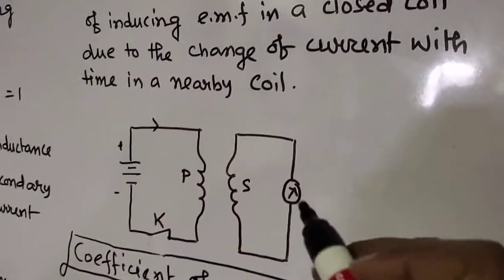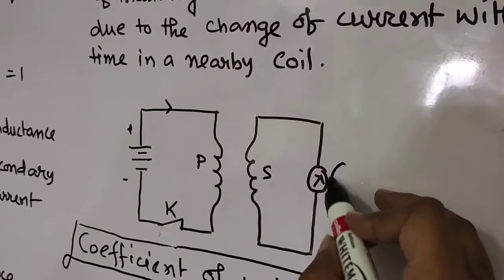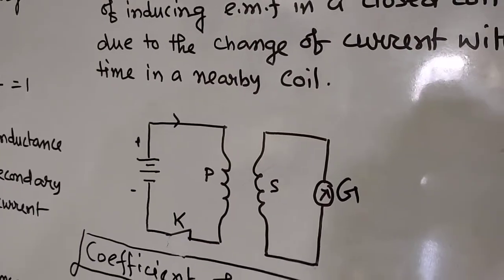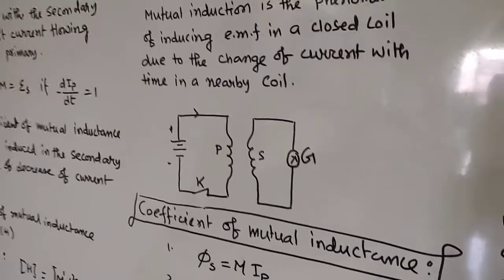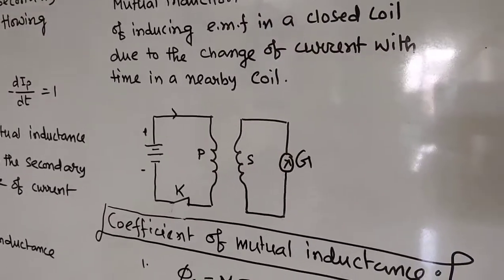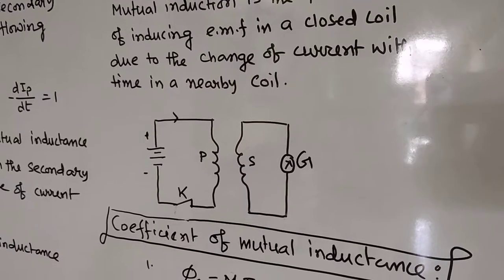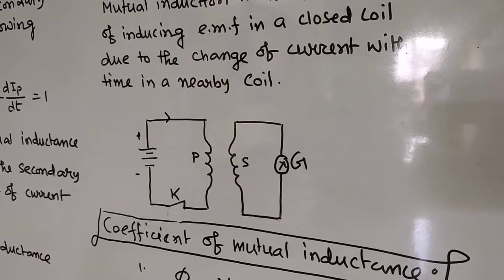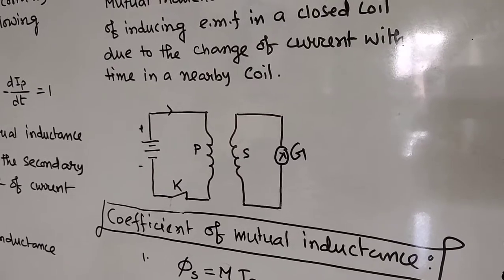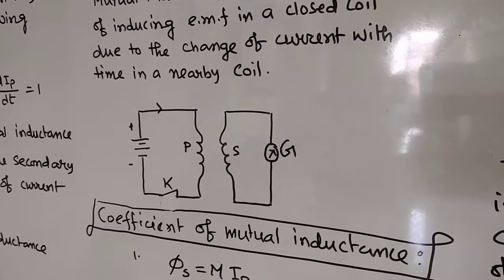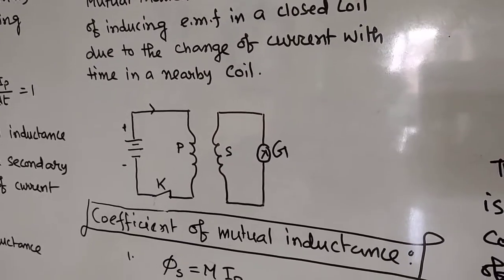So this is your galvanometer G, let me write. Now what we will do, we'll close the key K. Now in primary it is there, so when you close the key, current starts rising. So current starts rising means what? Flux change will occur, or flux increases.